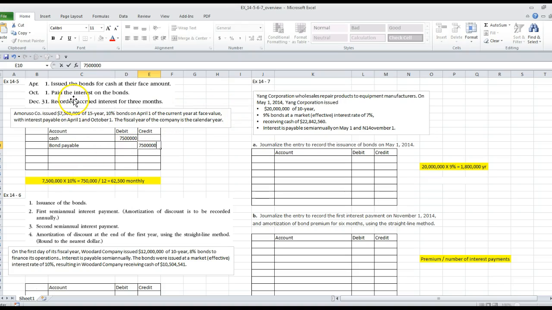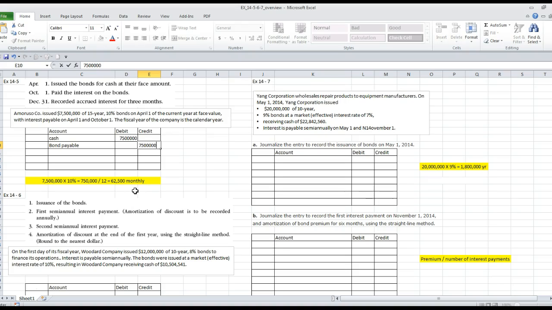So then we need to pay the interest on these bonds. And the bond is paying 10%. And it is paying every 6 months. So if it's paying 10% times $7,500,000, it pays $750,000 a year. If I divide that by 12, that's $62,500 monthly.